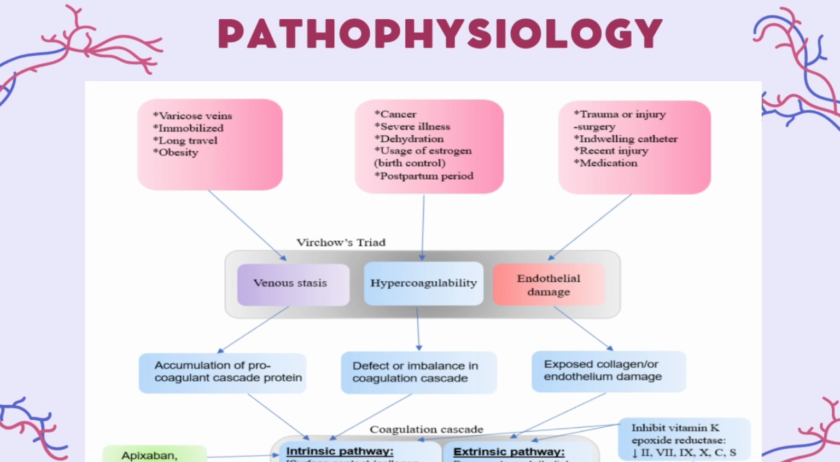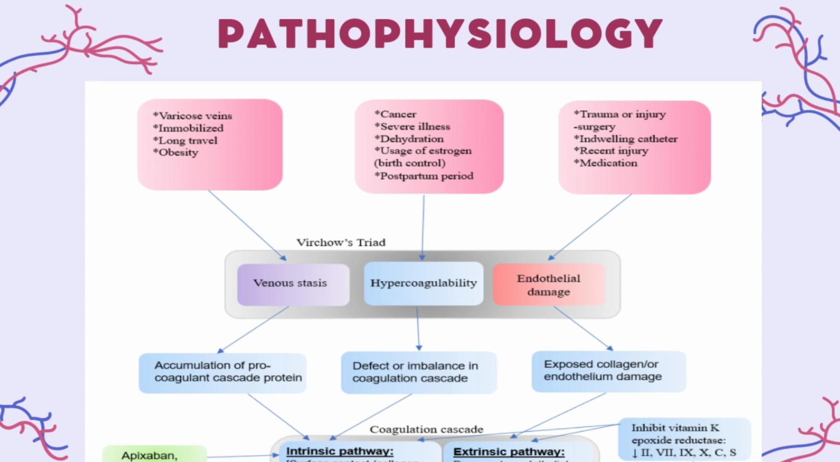And for hypercoagulability, we have cancer because it can change the metabolism of our body. And we have also severe illness like sepsis, because endotoxins affect how our blood is able to clot. And we also have dehydration, usage of estrogen, birth control, and the postpartum period.